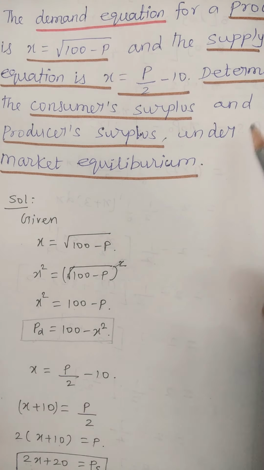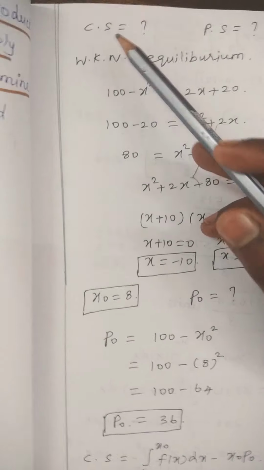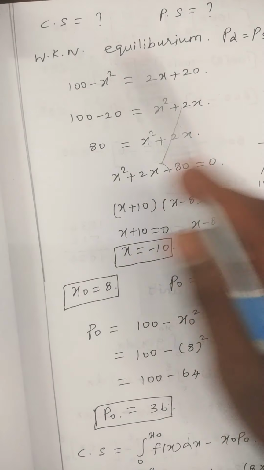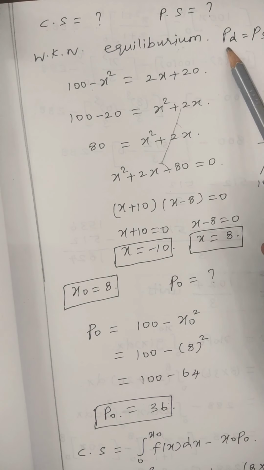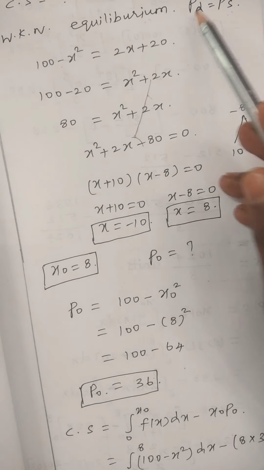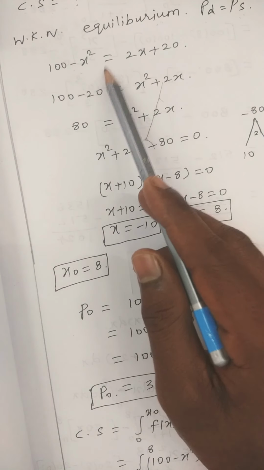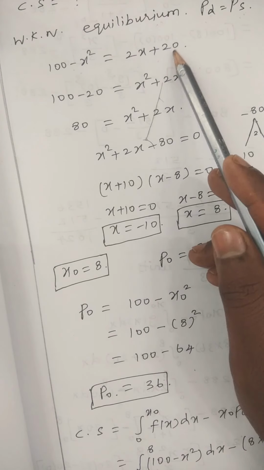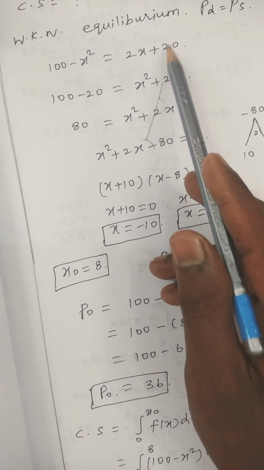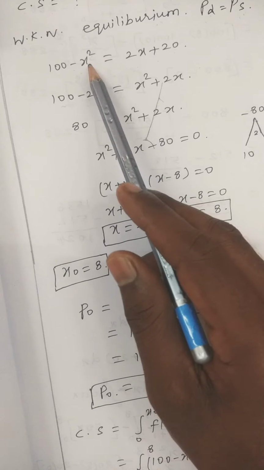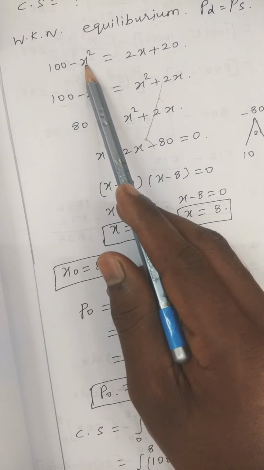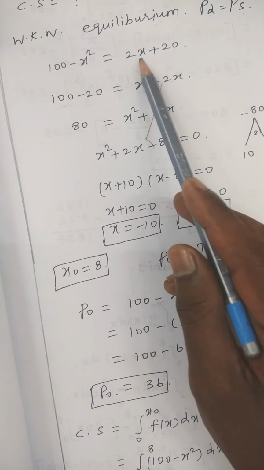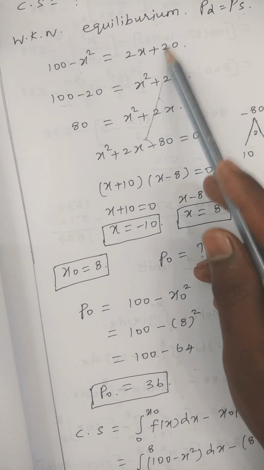What is the condition given? Market equilibrium. So now we need consumer surplus and producer surplus. We know the equilibrium condition: equilibrium means PD equal to PS, the demand function and supply function are equal. What is the demand function? 100 minus x square equal to the supply function, 2x plus 20. I will separate the constants on one side and the variables on the other side. 100 is the constant, minus x square is the variable, 2x is the variable, plus 20 is the constant.